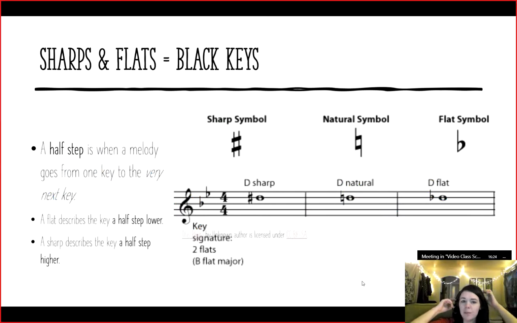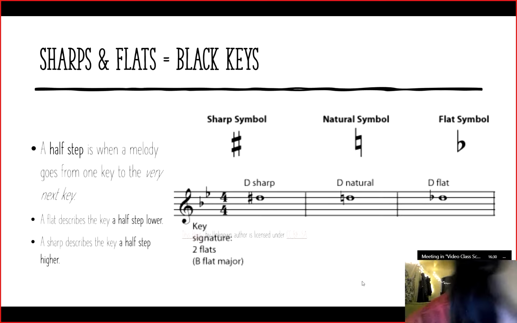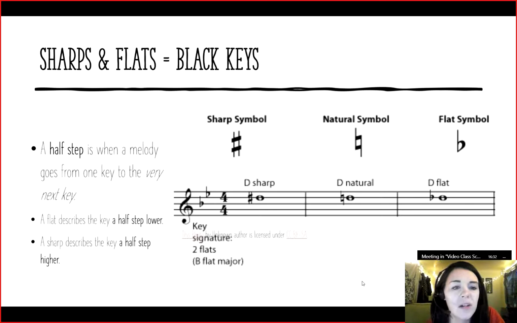Alright, so a little bit more about sharps and flats. We're going to need these to describe the black keys, and in some scales you're going to need them. So a half step is when a melody goes from one key to the very next key. So a flat note is a half step down from the white key. So D natural would be the white key D. D sharp is the black key to the right of it, and D flat is the black key to the left.